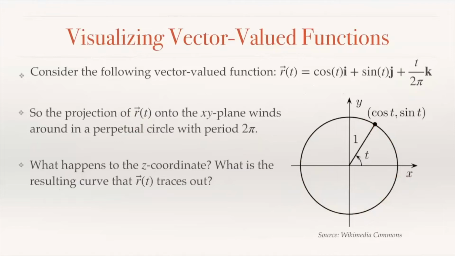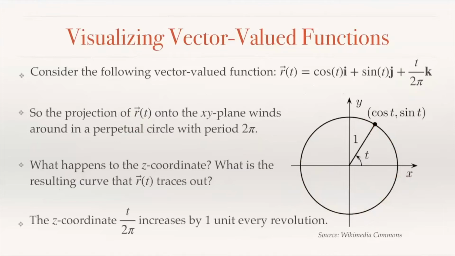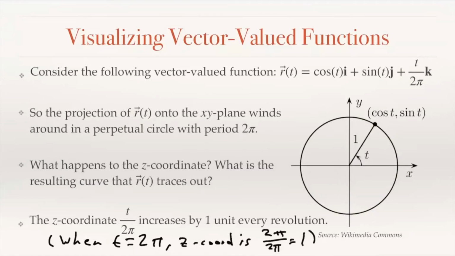And the z coordinate increases by 1 for every unit of rotation. When t is 2 pi, then the z coordinate is 2 pi over 2 pi, which is 1. And likewise, when it's 4 pi, then it's 4 pi over 2 pi, which is 2, and so on. So every time we wind around, we're now 1 unit higher than we were in the z direction.